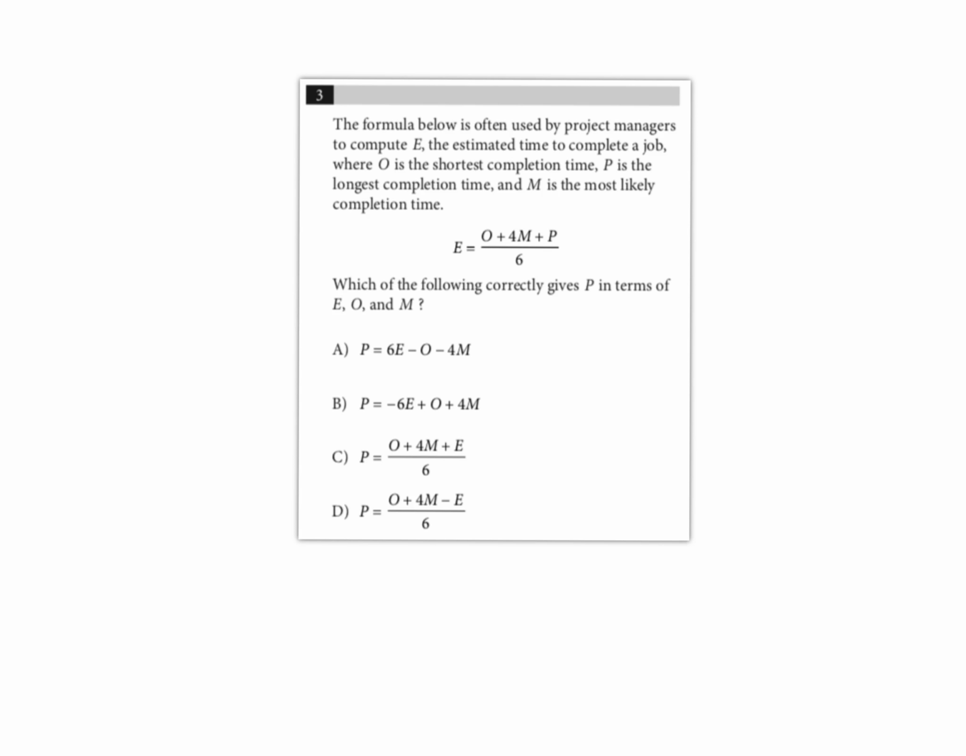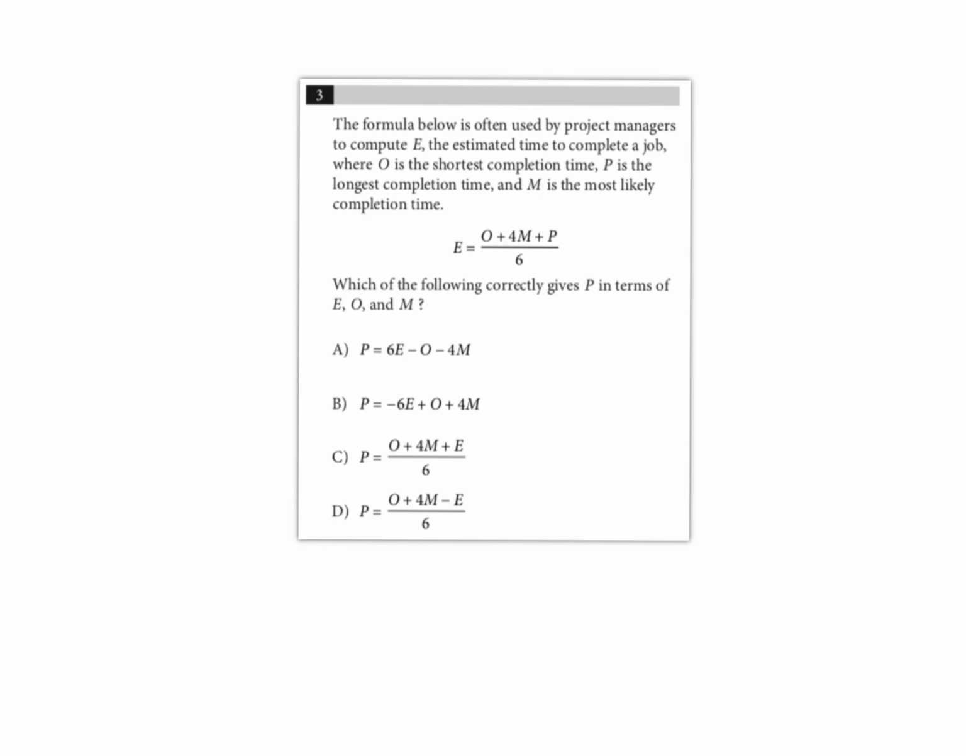Alright, let's start by reading the question. The formula below is often used by project managers to compute E, the estimate time to complete a job, where O is the shortest completion time, P is the longest completion time, and M is the most likely completion time. E equals (O plus 4M plus P) divided by 6. Which of the following correctly gives P in terms of E, O, and M? And you have 4 answer choices.